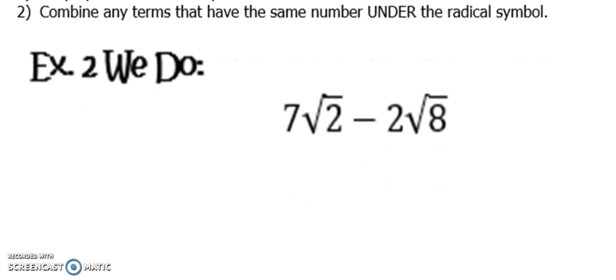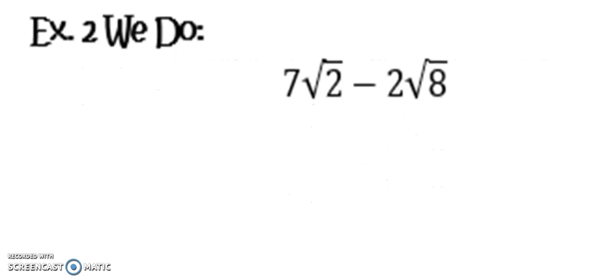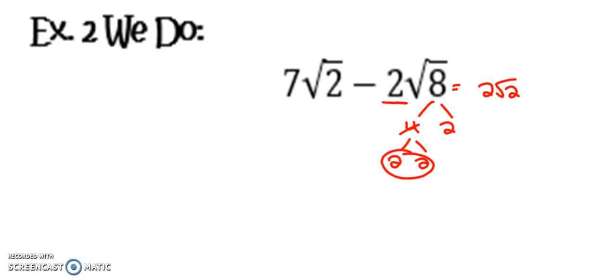Now, if we look at our second example, we have 7 times the square root of 2 minus 2 times the square root of 8. Well, 7 times the square root of 2 is already completely simplified, but the square root of 8 is not. So I'm going to break it down just like we did before. I know I'm circling pairs because it's a square root. So the square root of 8 is 2 times the square root of 2, but I can't forget about my extra coefficient here. So this is going to become 2 times 2 times the square root of 2, which gives me 4 square root of 2.